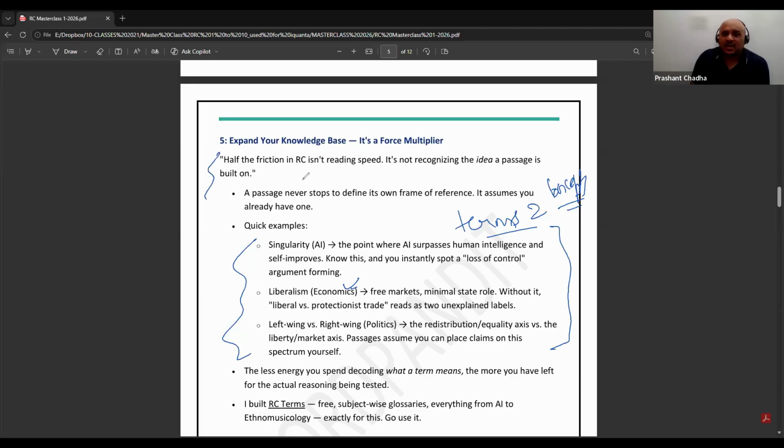So we'll try to increase your knowledge as well. So expand your knowledge base. For this, one thing that you can do is you can target particular topics at particular times. So target philosophy for a couple of weeks, target politics for a couple of weeks, target economics, target business. Try to learn terms from these areas. Try to do that, right?